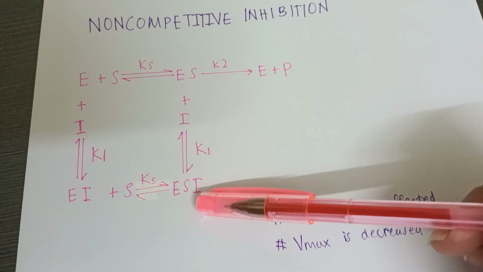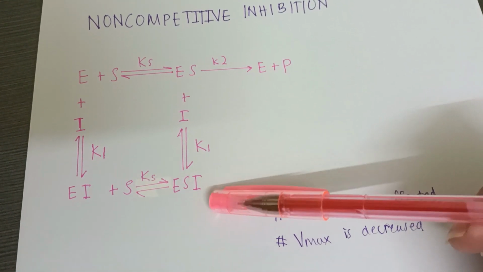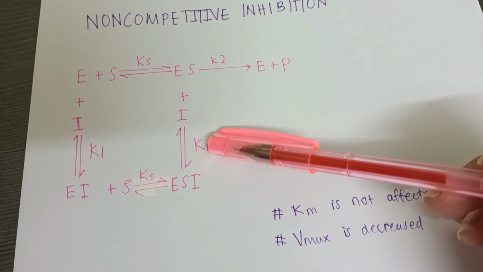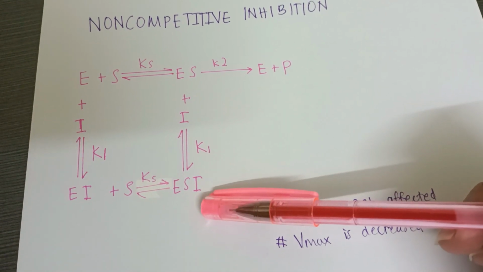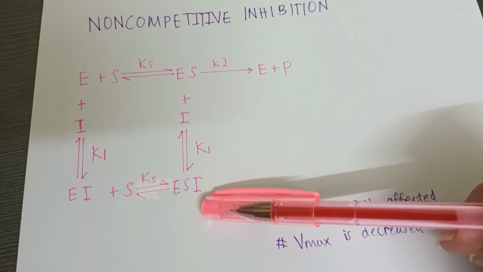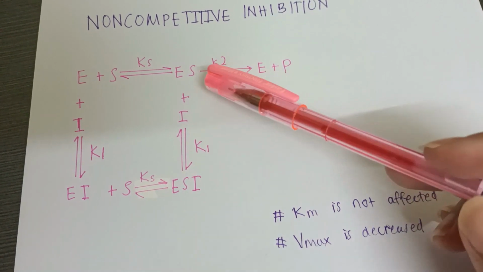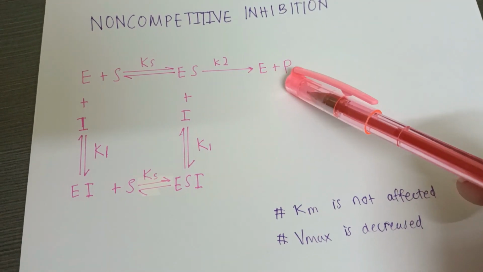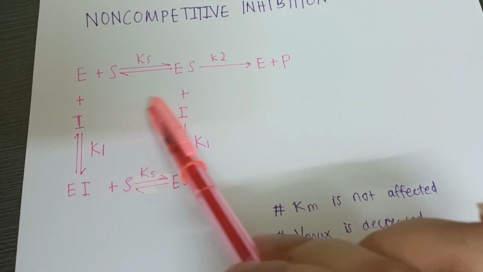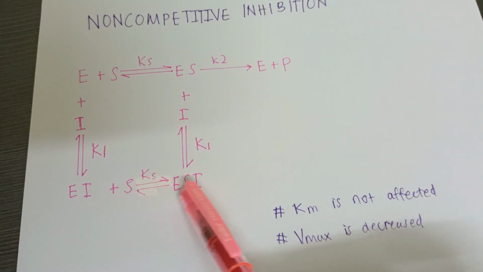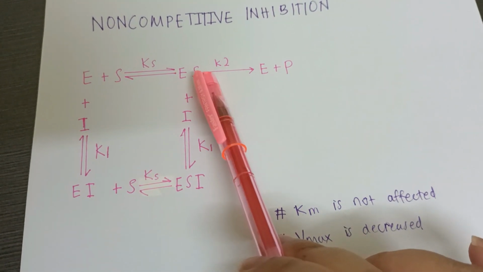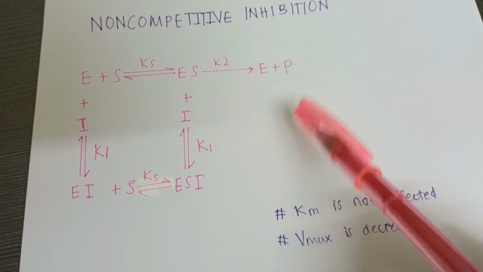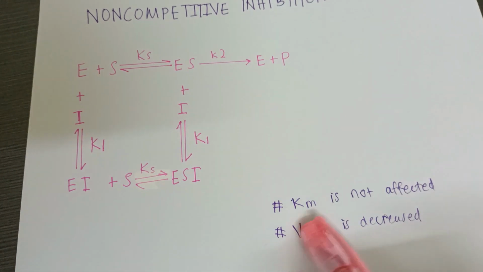This complex can never be converted to product, but in some possible way, the inhibitor can be released from the ESI complex so that they can produce more enzyme-substrate complex. Then the reaction can occur and produce product. Because there are two ways for the enzyme-substrate complex to be produced, the equilibrium is not thrown off. We did not change the Km, so the Km remained unaffected.